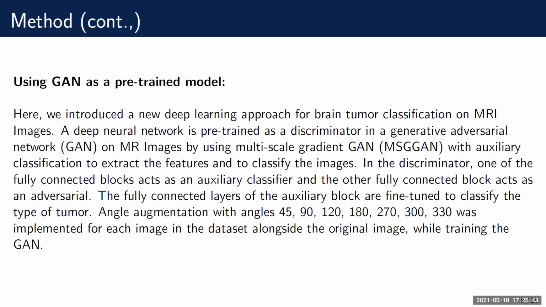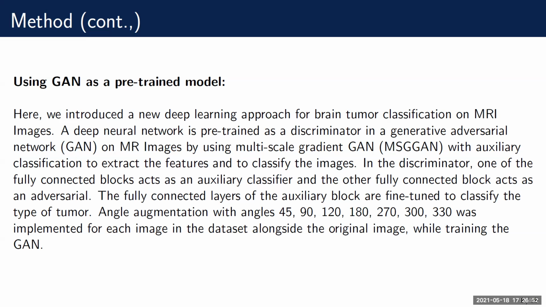The second method is using GAN as a pre-trained model. Here I have introduced a new approach by using a pre-trained discriminator in a GAN, with the help of MSG GAN along with auxiliary classification to extract the features and to classify the images. In the discriminator, one fully connected block acts as an auxiliary classifier, and the other fully connected block acts as an adversarial layer. It's similar to a normal GAN, but I have added another layer with an auxiliary classifier. Why? Because using the auxiliary classifier helps the discriminator maintain good feature extraction and prevent mode collapse. It also helps in ensuring that our generated data maintains a condition like class.